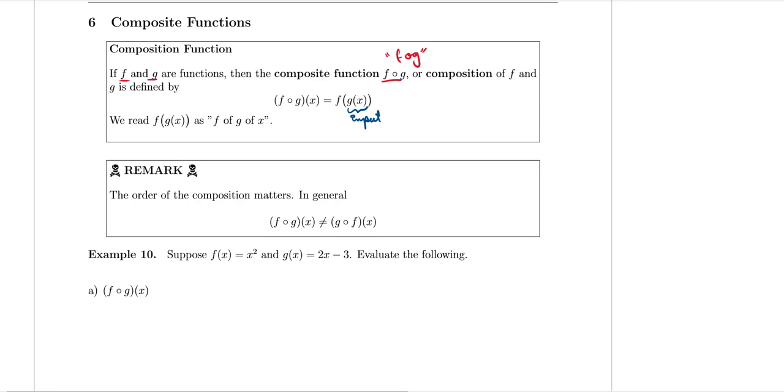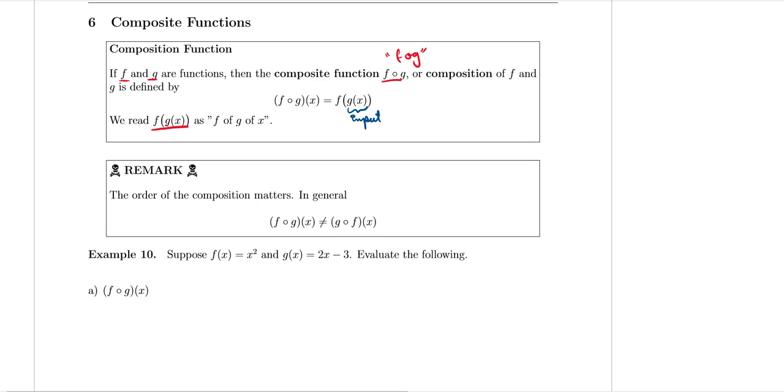Now we read the following notation as f of g of x, because that is saying that the function f is a function of g, which itself is a function of x. Now, I want you guys to know that the order in the composition matters. In general, f of g of x is not the same thing as g of f of x, and this is shown here in some nice examples.